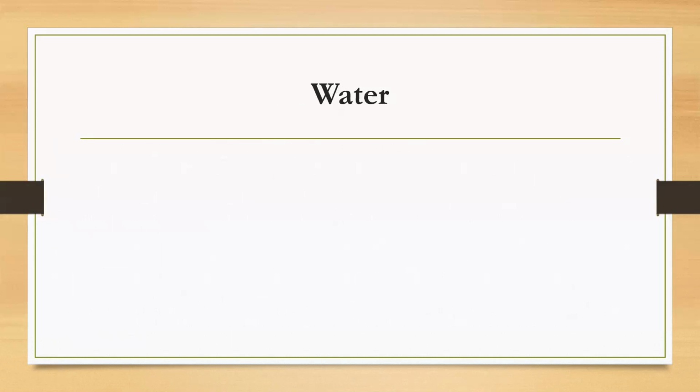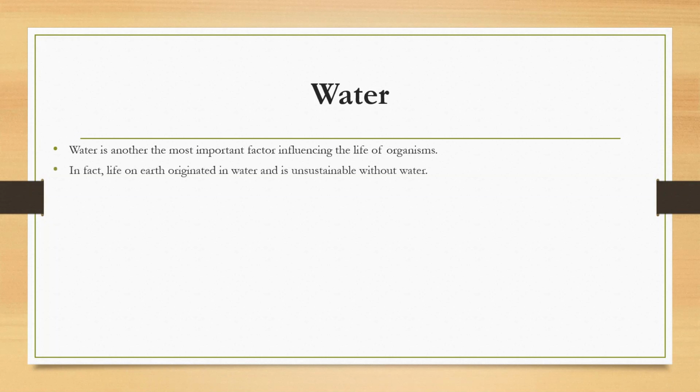Now the second important abiotic factor, that is water. You know the importance of water. Water is called the liquid of life. We cannot survive without water. Not only we, no organism is able to survive without water. That's why water is called the liquid of life. Water is another most important factor influencing the life of the organism. How? In fact, life on earth originated in water and is unsustainable without water.